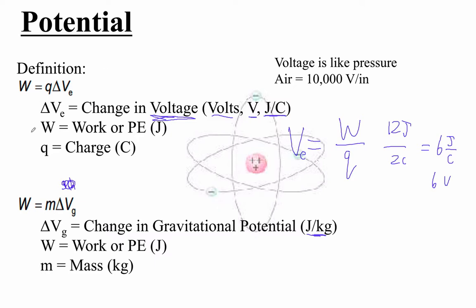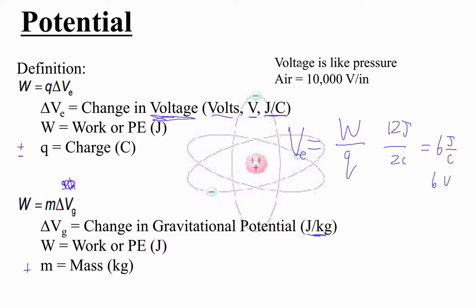Definitely you want to keep track of the sign. Charge is either positive or negative, and you have to be careful about that. Mass is only positive. So we've got work in joules, mass in kilograms, and there are some very strong parallels here.